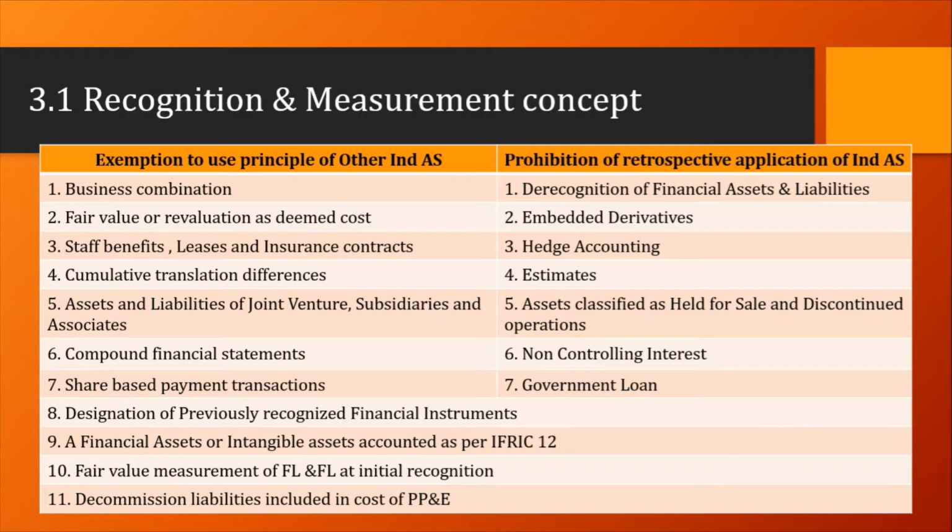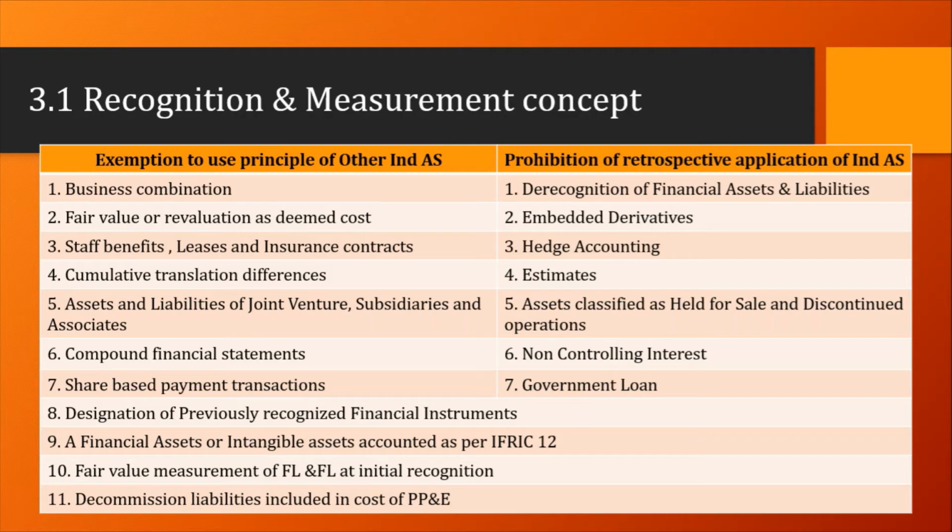Topic number 3, from recognition and measurement, part 2. Here I only give you the summary. The detailed discussion on exemptions to use the principles of other Ind AS I will give in part 2, and the prohibition on retrospective application in part 3, which will be released soon. So there are 13 types of criteria; here I have mentioned 11.